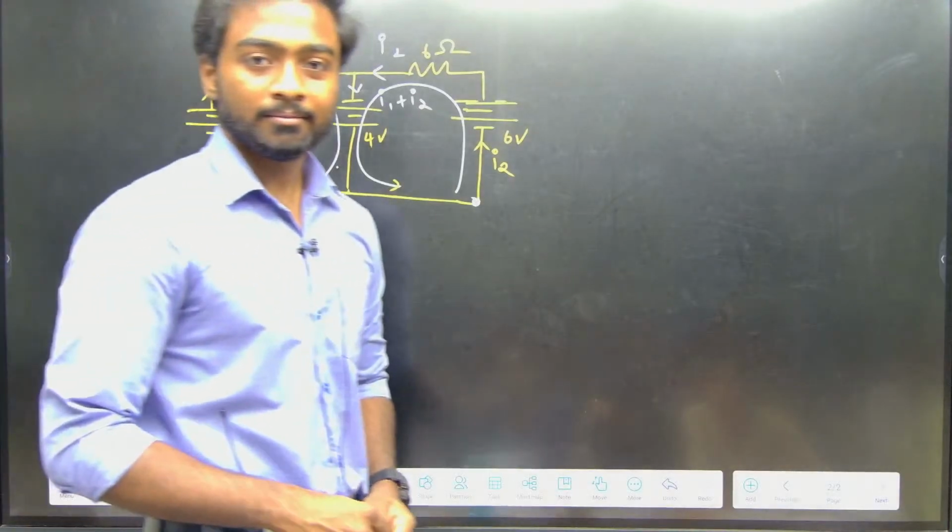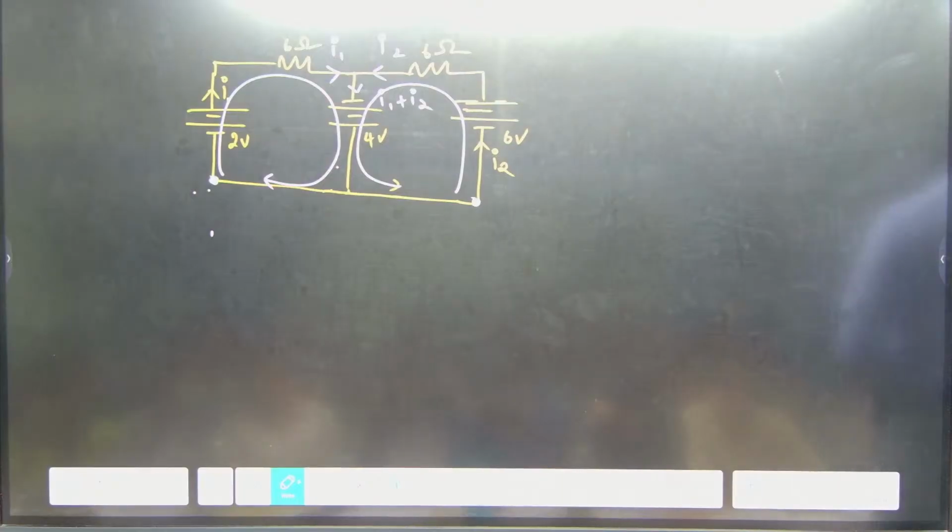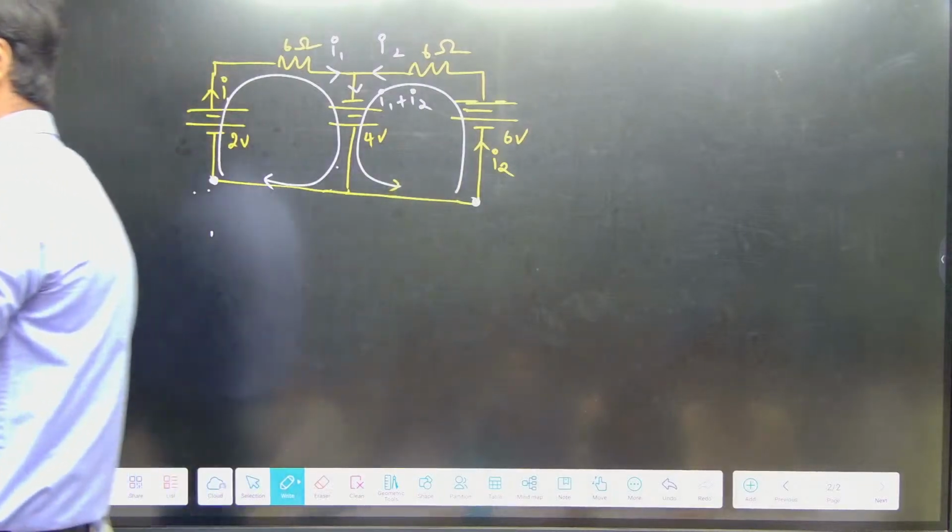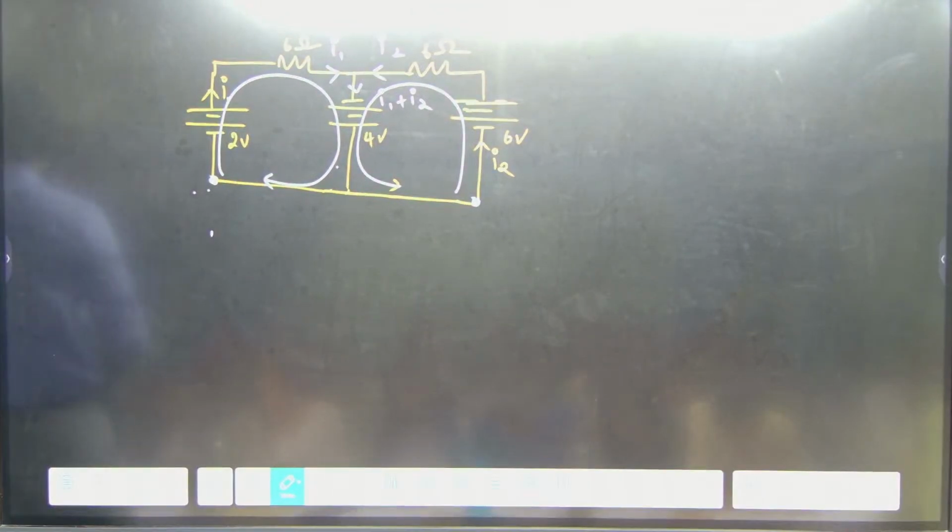Completed? Done. What is the answer? I1 is equal to 1 and I2 is 5 by 3. Fine.